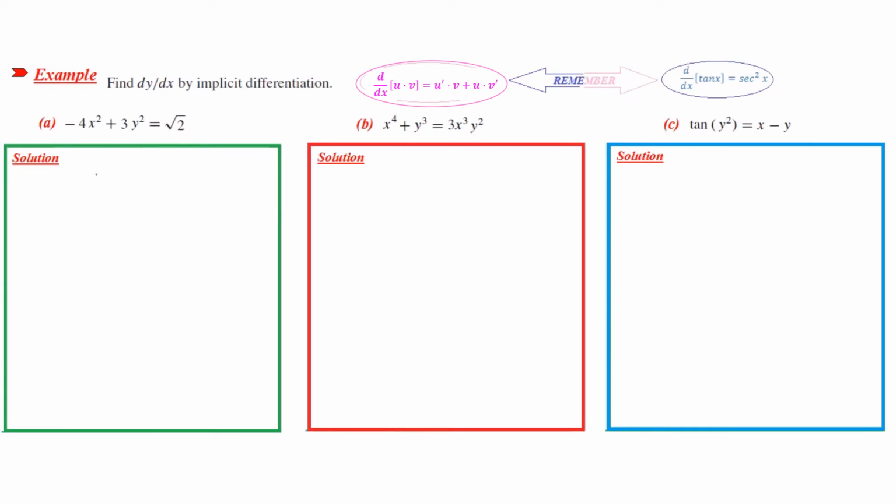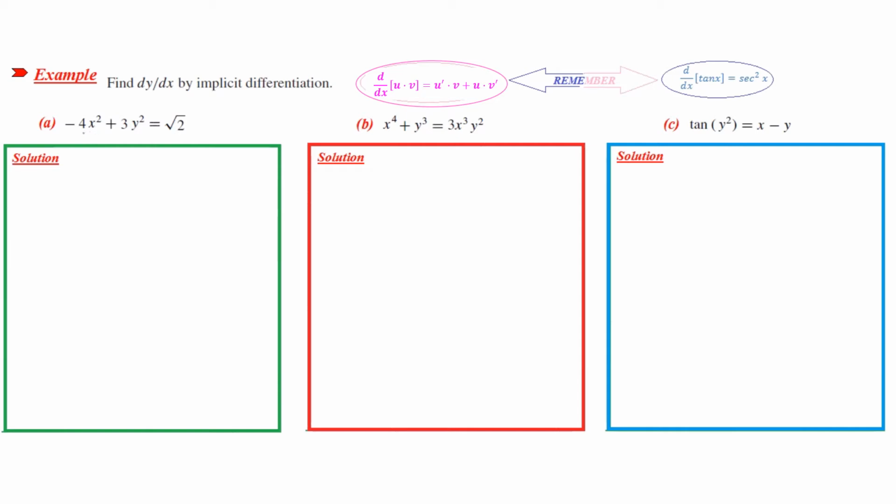Hi everyone. In this video we'll take an example to find the first derivative dy by dx by implicit differentiation. So in part A we have the function negative 4x squared plus 3y squared equals square root of 2. Since you have to find dy by dx by implicit differentiation, no need to simplify the function. You have to start derivation directly.